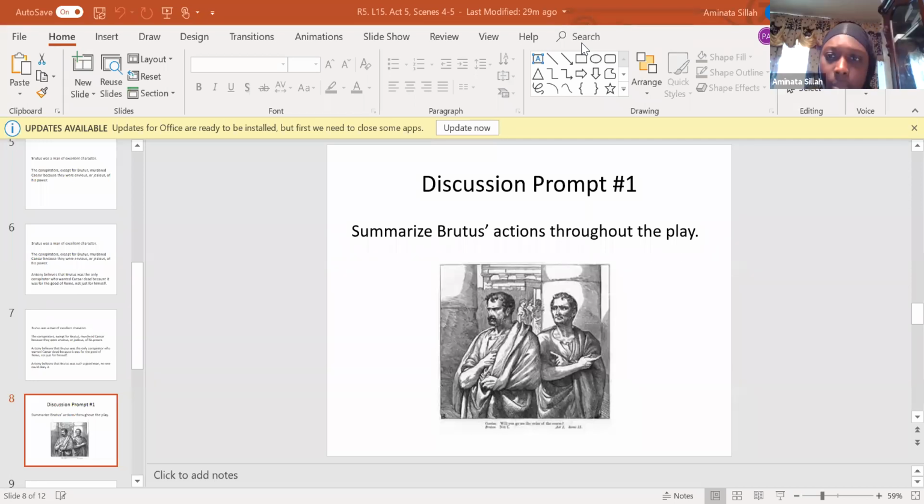I'm sorry, are we able to see the same screen? Let me just make sure. So it says summarize Brutus' actions throughout the play. Is that the screen that you're seeing as well? Yeah, but I can't see it because it's small. Okay, sorry about that. So can someone see the screen and tell us what we need to effectively do in order to answer this?